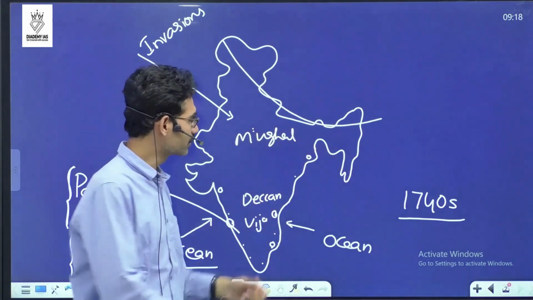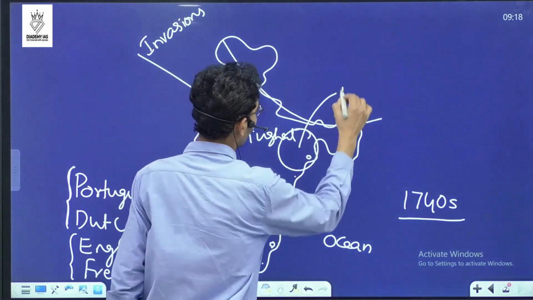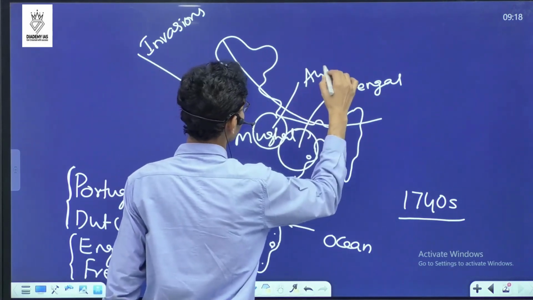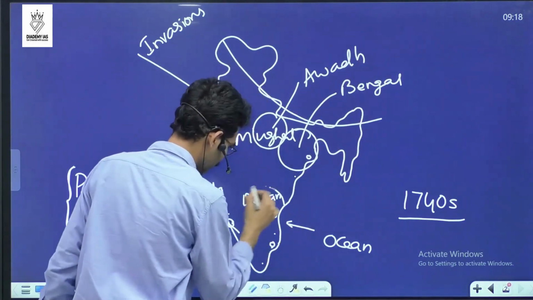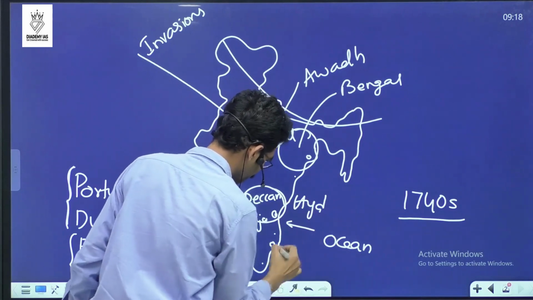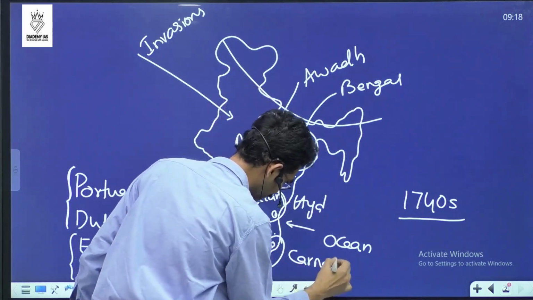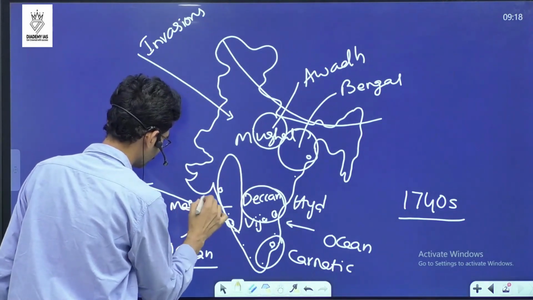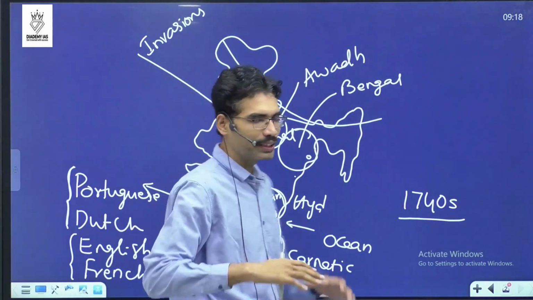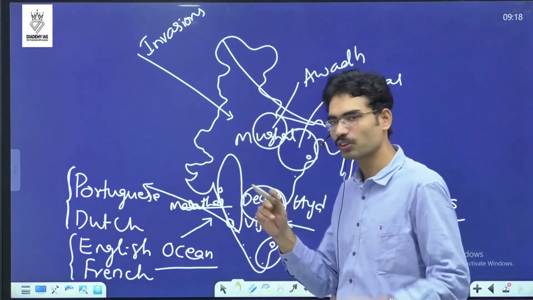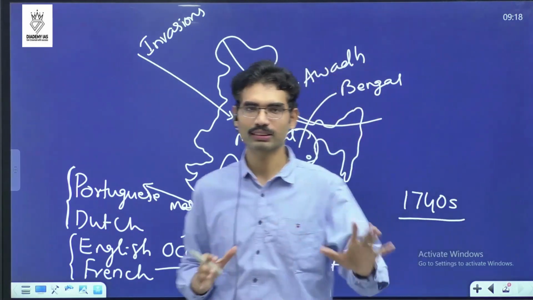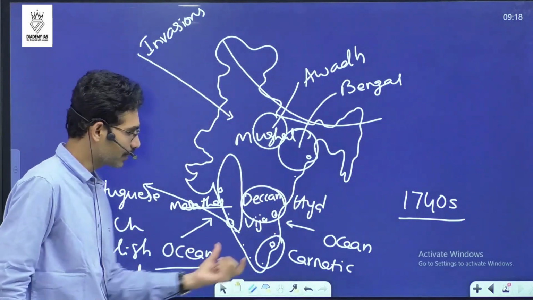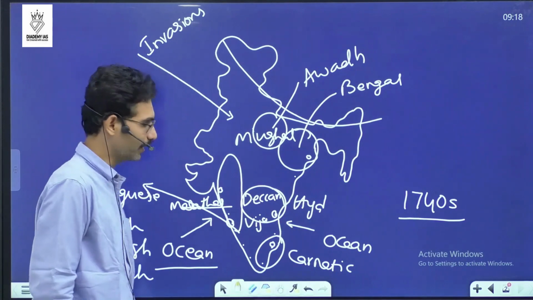Only regional kingdoms like Bengal, Awadh, Hyderabad, Carnatic, and the Marathas are very powerful. So many small kingdoms were powerful in their own areas, but they did not have any central command. Now it became easy for the English and French companies to involve in these principalities.